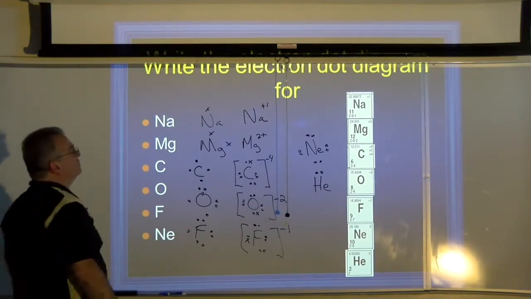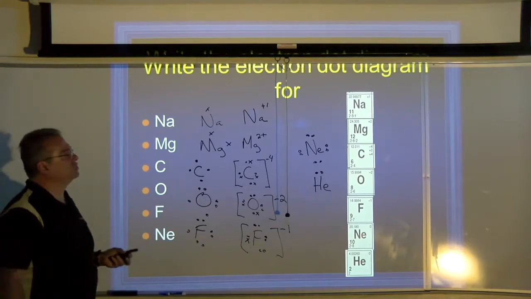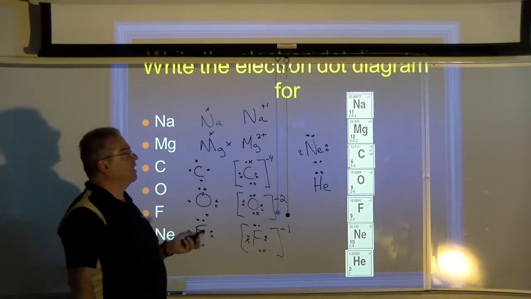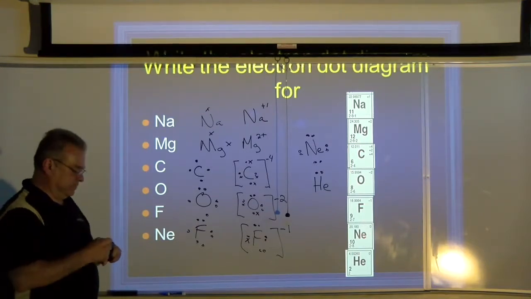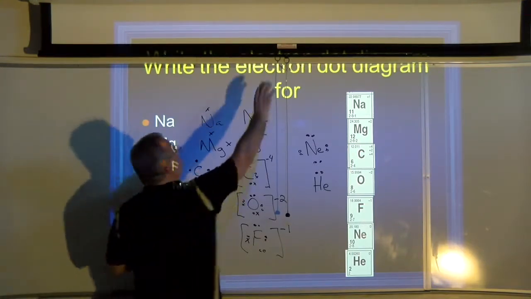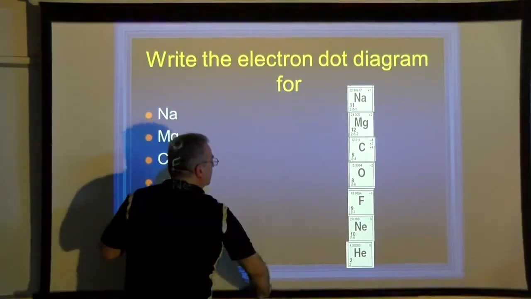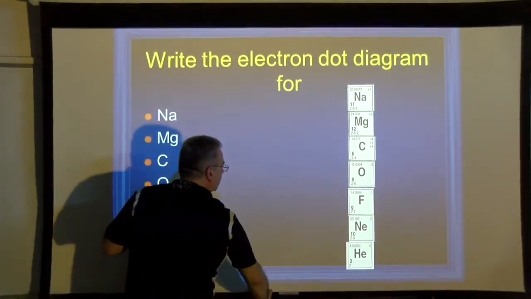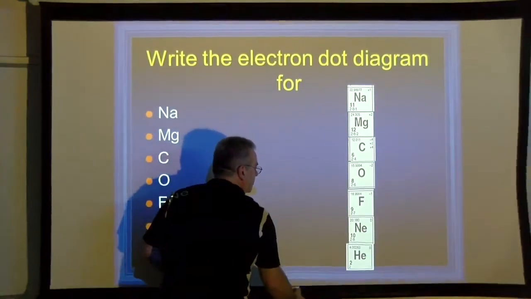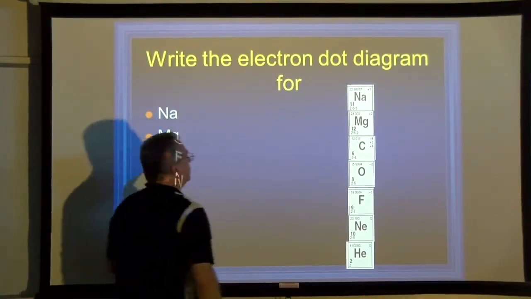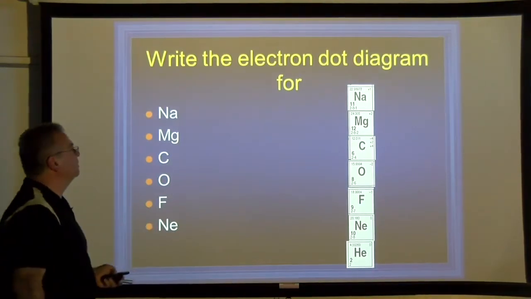So you need to be able to draw the Lewis dot structures for atoms. And the way you do it is you look at the number of valence electrons they have. Really simple. Okay? So we'll close our whiteboard here, hopefully. And we will continue.